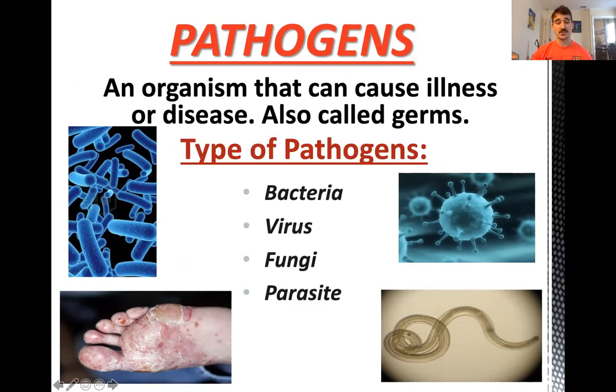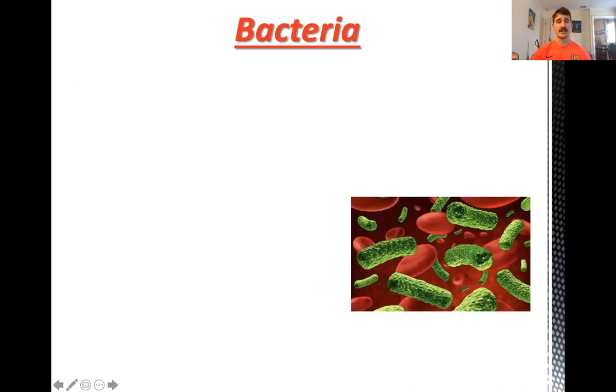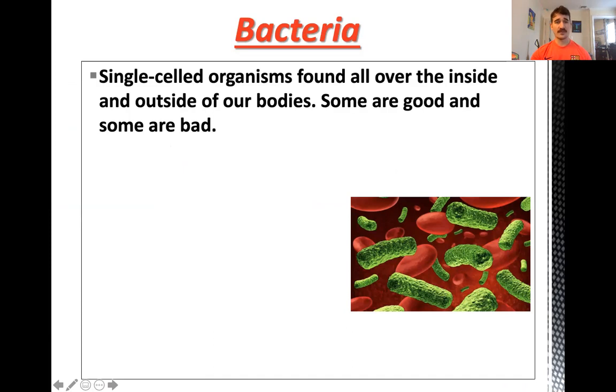The types of pathogens we're going to go over are bacteria, viruses or virions, fungi, and parasites. Okay, bacteria. That's a single-celled organism found all over, inside and outside of our bodies. We have some good bacteria and some bad. Good bacteria might be in yogurt, which has good culture that helps your digestive and intestinal tract. That's why doctors tell you to eat yogurt or foods with probiotics. You also have good bacteria in soil, like when we're farming, to nourish the dirt.